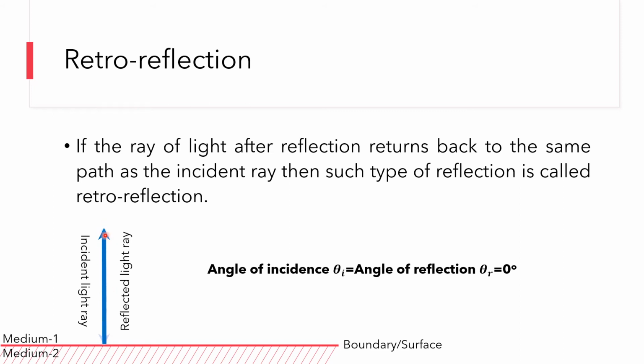Here also we have the normal line, the incident light ray, and the reflected light ray. So the angle formed is 0 here. Clear? If the light ray after reflection returns back along the same path as the incident ray, then such a type of reflection is called retroreflection. So angle of incidence equal to angle of reflection, which is equal to 0 degrees.